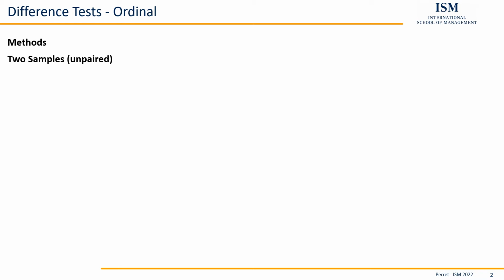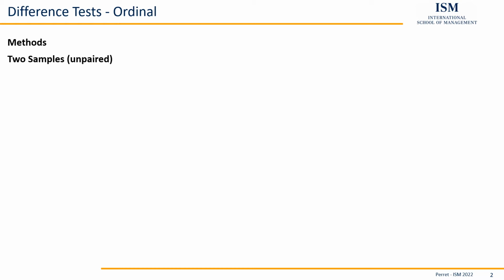In this case, similar to the nominal situation, we can differentiate four different situations. First off, how many samples are we going to compare? Is it only two samples or is it more than two samples? And we can differentiate between whether we have paired or unpaired samples.